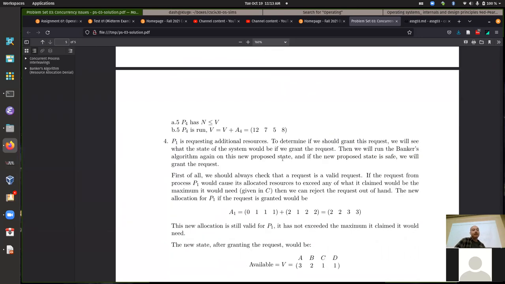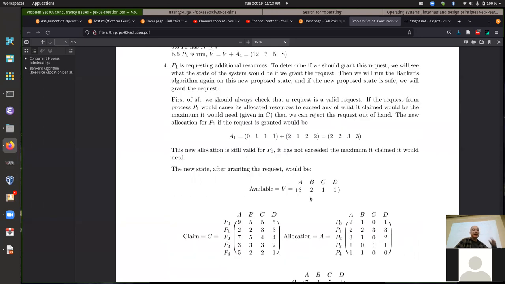And then finally, for part four, a lot of people still didn't get the new state created correctly. And again, I'm getting a lot of people who look like they're working together. You guys need to be careful about that.